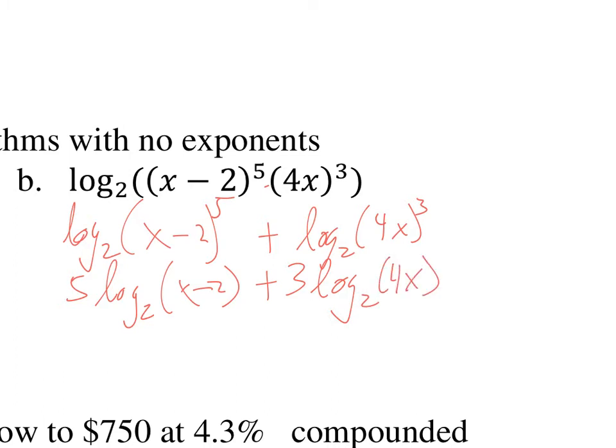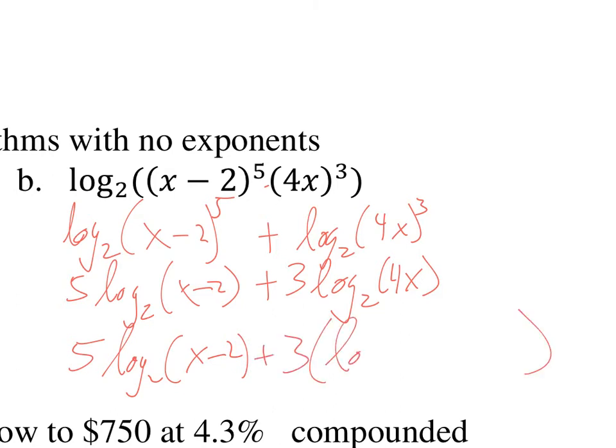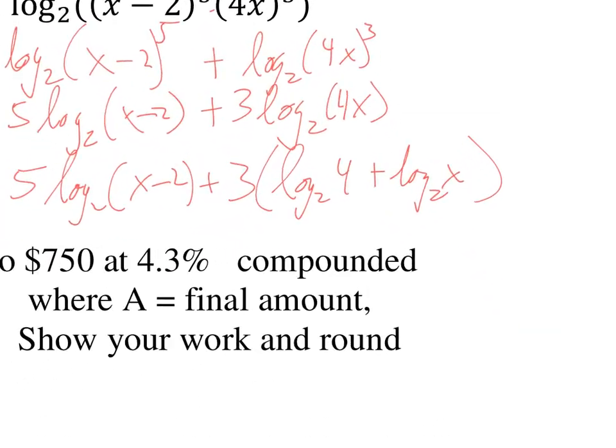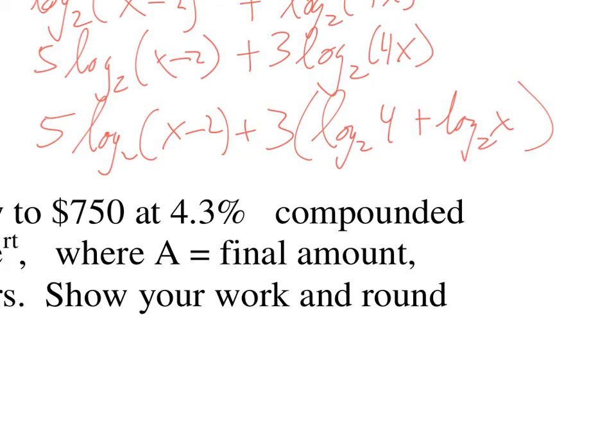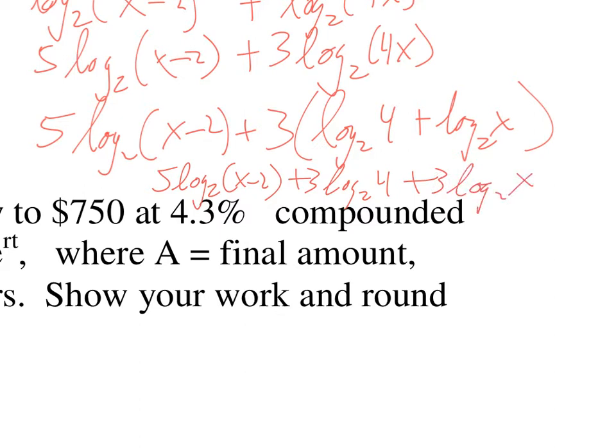And then, nice, log base 2 of x minus 2. This one we've got to break up. We're going to have 3 times log base 2 of 4 plus log base 2 of x. And last but not least, we're going to distribute that 3 to clean it up. And we have 5 log base 2 of x minus 2 plus 3 log base 2 of 4 plus 3 log base 2 of x. There is our solution there.